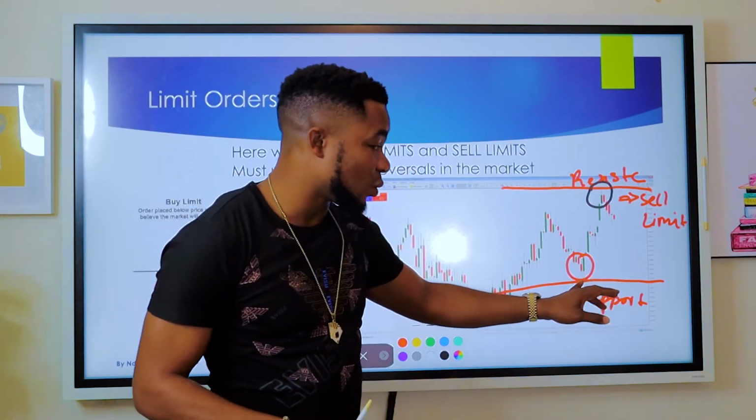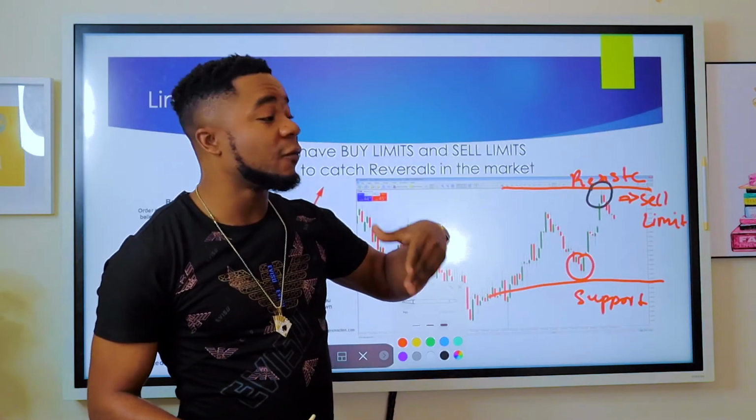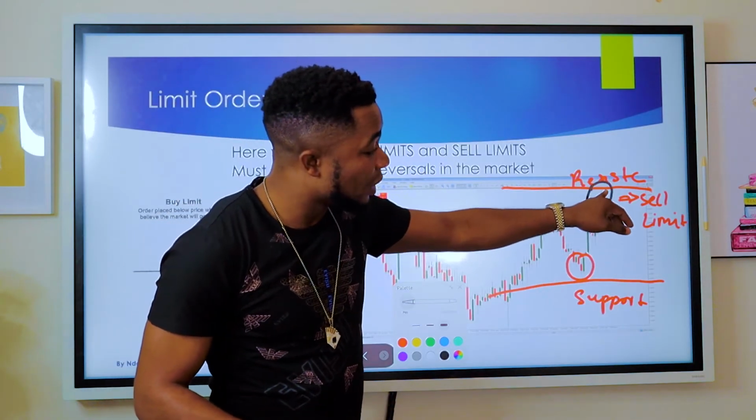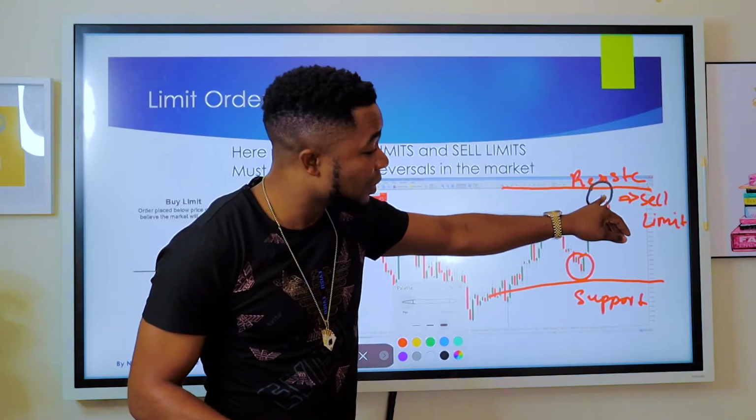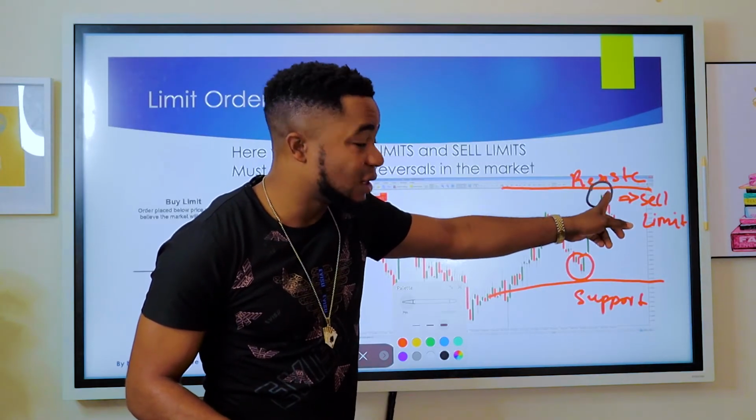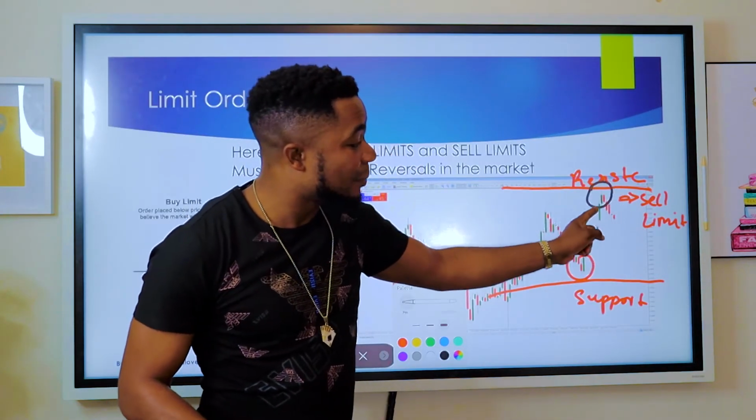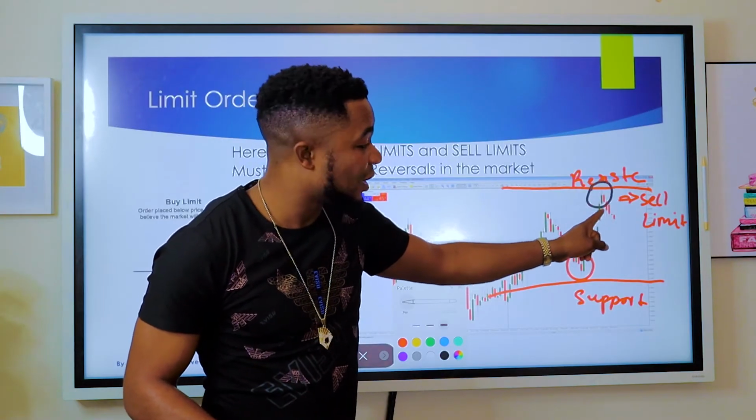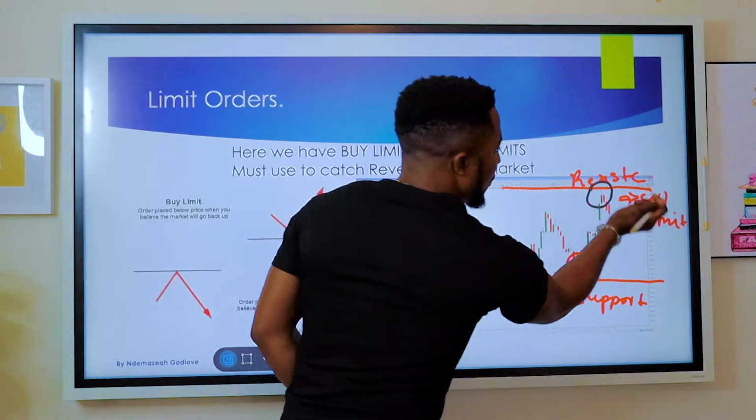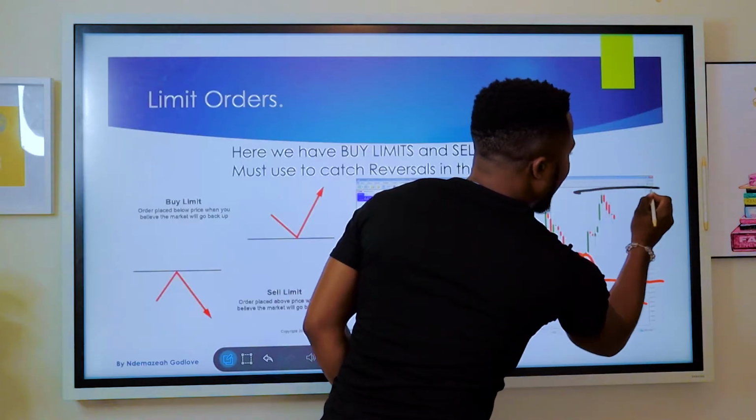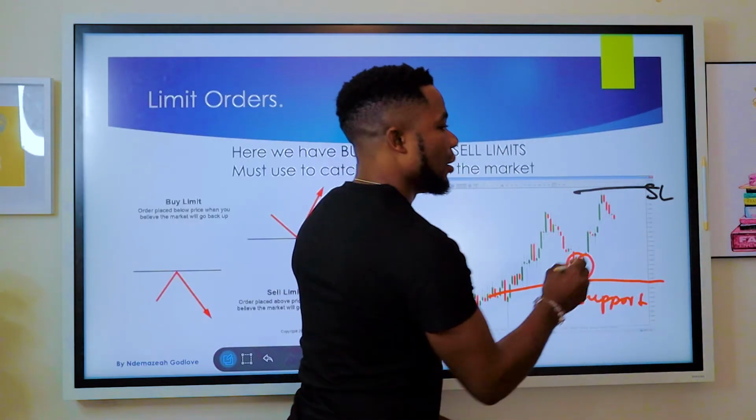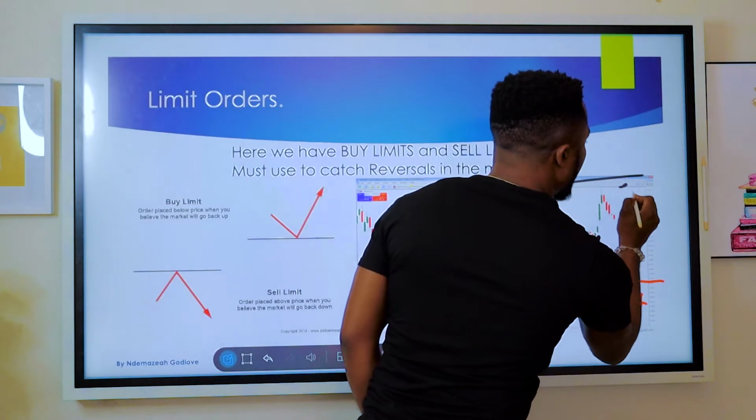Remember, the current market price was here, and we foresaw very well that there was a possibility that the market will change direction at this particular level, or there was a possibility that the market will reverse at this particular level. So we put our sell limit somewhere here. Remember, this is sell limit, not stop loss. We put our sell limit.